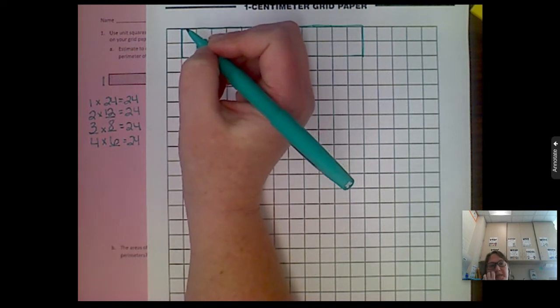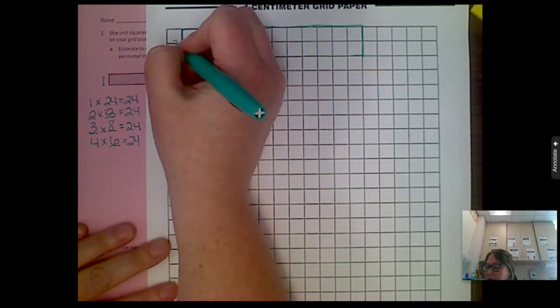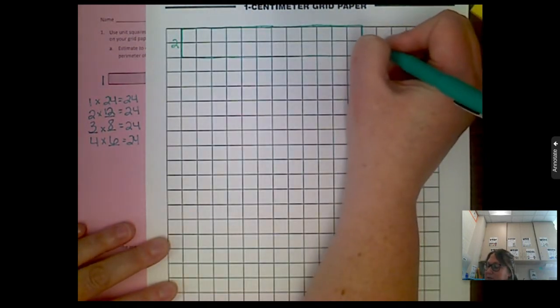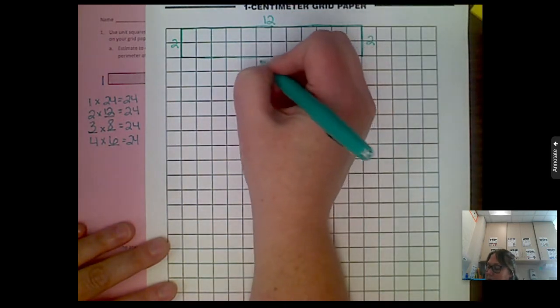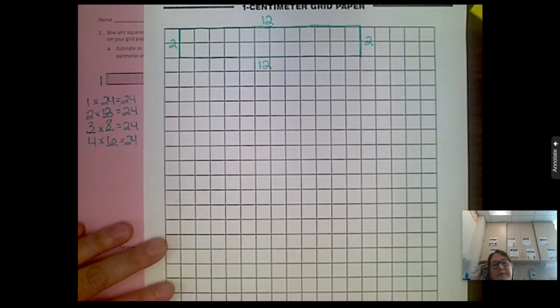Okay, and then I'm going to label my side length. So I know that this side length was 2. So that means this one was 2. And the top was 12. And then the bottom was 12, right?